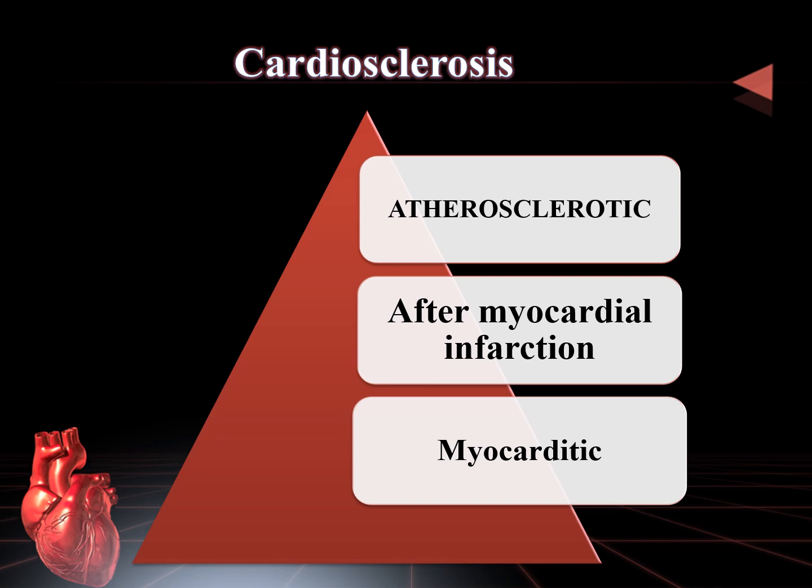The types of cardiosclerosis are atherosclerotic cardiosclerosis, cardiosclerosis that occurs after a heart attack, after myocardial infarction, and cardiosclerosis after myocarditis. Atherosclerotic cardiosclerosis develops as a result of atherosclerotic change in the coronary vessels over many years. Because the muscle tissue in the heart constantly experiences oxygen starvation, it is gradually replaced by connective tissue. Connective tissue is evenly distributed in the myocardium and is diffuse.